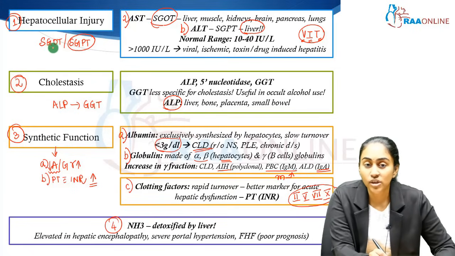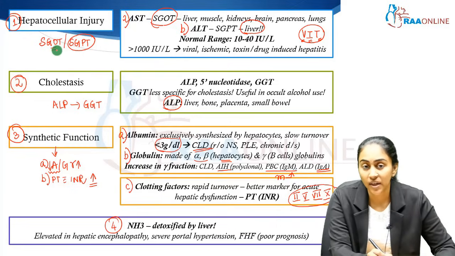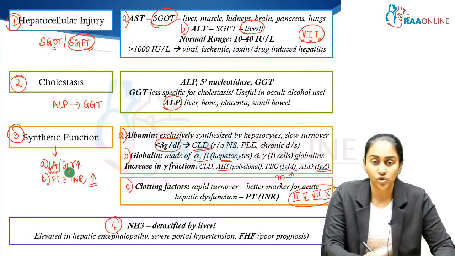Similarly, as SGOT is produced by a lot of other sites like the muscle, kidney and brain, we can rely on the SGPT more than the SGOT to tell us whether there is a hepatocellular injury or not.